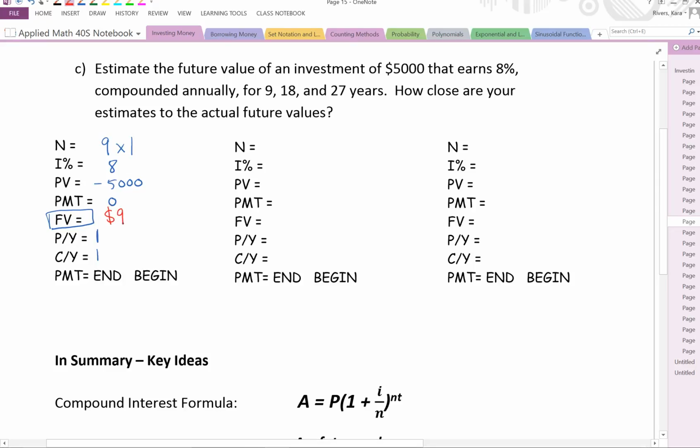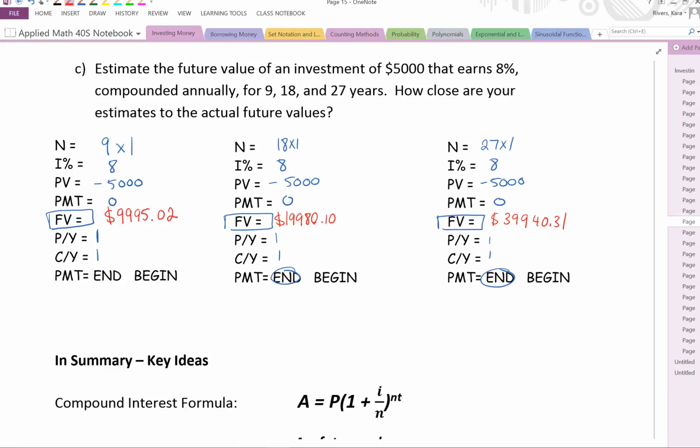Make sure you have a dollar sign when you're putting that in there. $9,995.02. So go ahead and do this again for 18 and 27 years and see that you get the same answers that I'm getting using the TVM solver. So the only thing that's changing here is the number of years. And if you look for the future value for 9 years, that was close to 10,000, right?